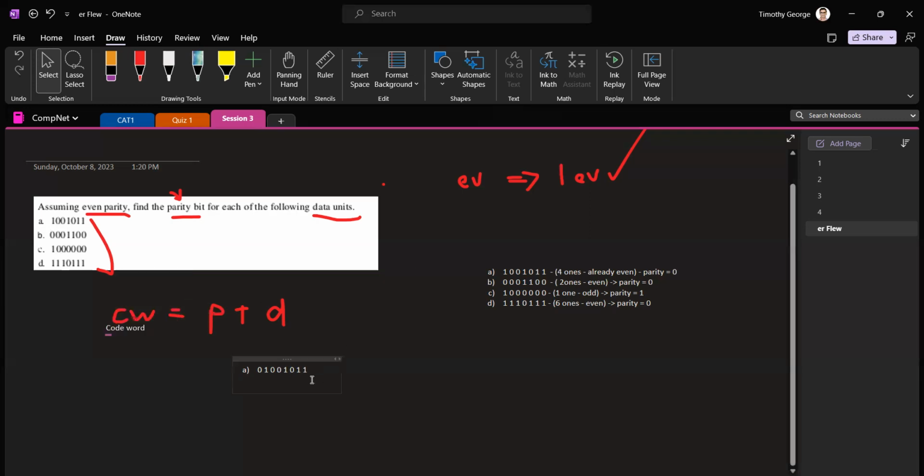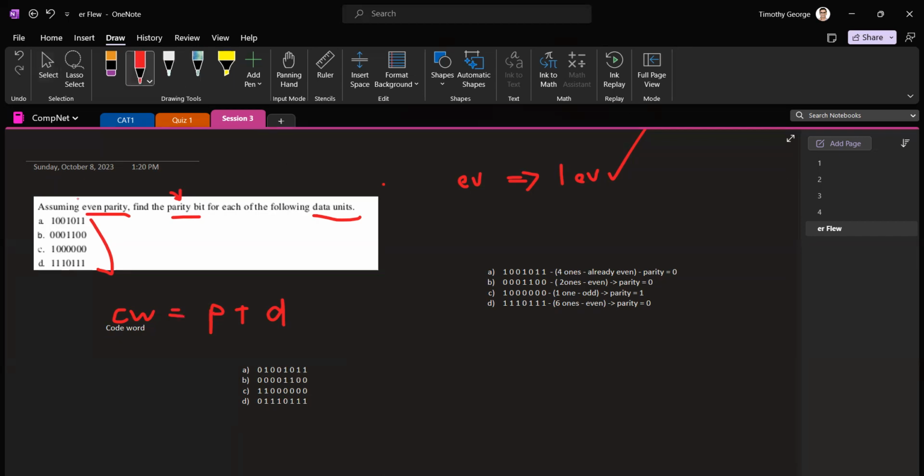Okay, yeah. So we can finish the rest. B would be 0, 1, 1, 0, 0, 1, 1, 0, 0. Oh, there's an extra 0. Okay. The third one would be 1, 1, 1, and D would be 0, 1, 1, 1, 0, 1, 1.